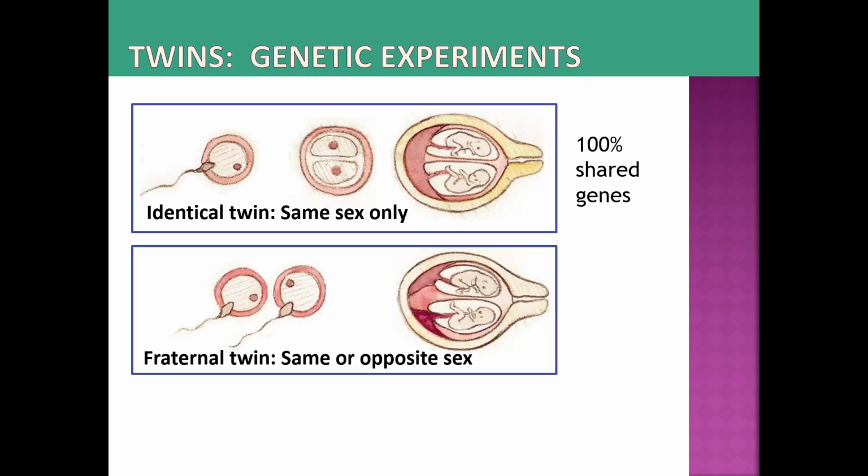Fraternal twins occur when mom has released 2 eggs in the same menstrual cycle, and 2 different sperm have fertilized those 2 different eggs. So basically what you've got is regular siblings, but they're in the womb at the same time. So they share about 50% of their genes in common. And like regular siblings, they can be the same sex or the opposite sex. It's all just like regular siblings, except that they share this prenatal environment, right?